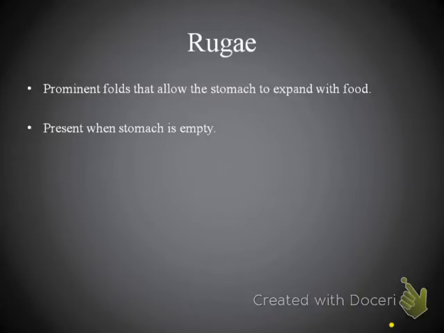I kind of compare this to an accordion, where when the accordion is pulled apart, you really don't see all the little divisions in the bellows. But when you bring the accordion back together, then you start seeing the divisions in the bellows that are not present when you stretch it out. And so that's kind of the same way that the rugae actually function. It allows the stomach to expand to a greater capacity than what it normally would if it was a fixed width.